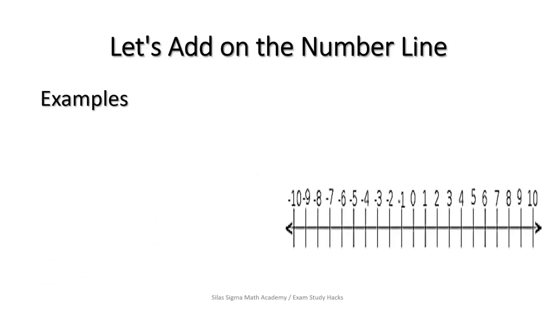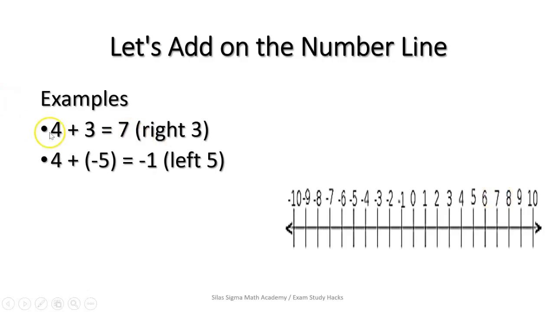Now let's add on the number line. Let's see how this whole thing works. Let's look at this example. If I have 4 plus 3, it means I'm going to start from 4. Plus 3 means I'm going to move 3 steps forward, to the right, because I'm adding. So starting from 4, I'm going to move 1, 2, and 3 steps to the right, and I'm going to stop at 7, and that is why we have 7 here.